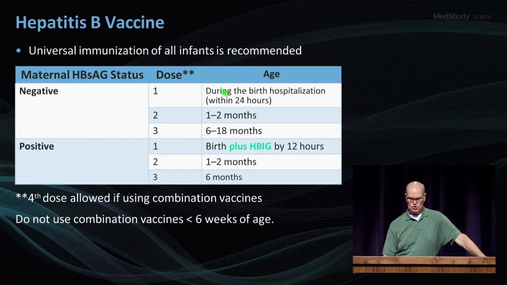And if you're using a combination vaccine that includes hepatitis B, that's perfectly okay, and it's perfectly okay that your patient gets a total of 4 rather than a total of 3 doses. So the important caveat, birth plus HBIG in moms who are surface antigen positive.